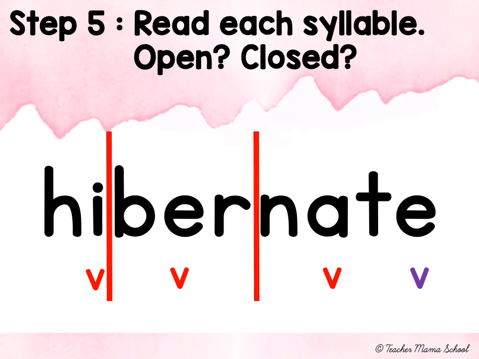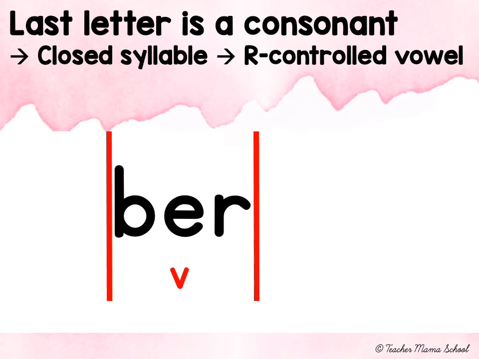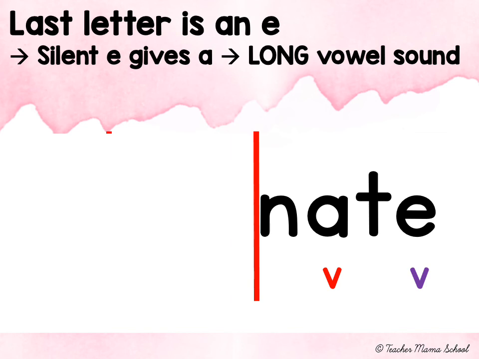Now we're going to read each syllable, remembering whether it's open or closed. So the first syllable, the last letter is a vowel. It's an open syllable. The vowel is going to have a long vowel sound. I, high. The second syllable, the last letter is a consonant. This is a closed syllable. Now, it is an R-controlled vowel, so that E and R actually work together to make that vowel sound. B, burr. And the last syllable, again, has an E as the last letter. So that silent E gives the A long vowel sound. N, ate, nate.